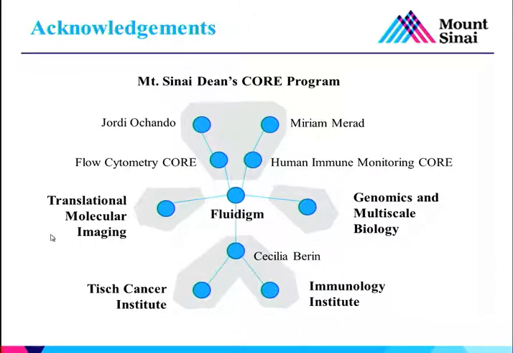Projects, of course, come from all across the institution, but a lot of our key users are the Tisch Cancer Institute and the Immunology Institute. Cecilia Barron is part of both. And in terms of future collaborations, I'm really hoping that close relationships with chemists, for example, in translational molecular imaging, are going to assist with developing new reagents, and collaborations with genomics and multiscale biology are really going to help with visualizing the data and developing new means of progressing in that area. All right, thank you.